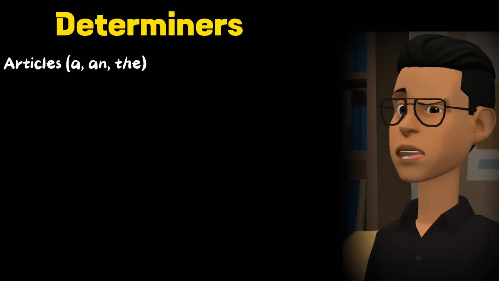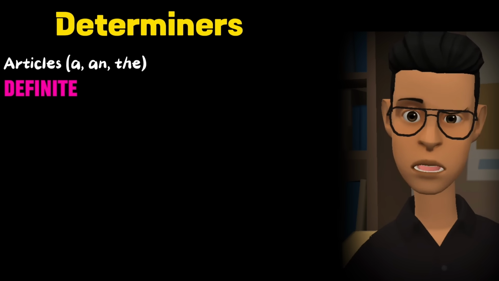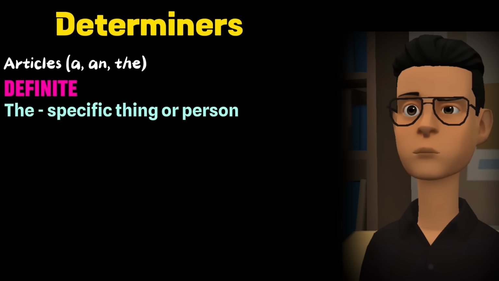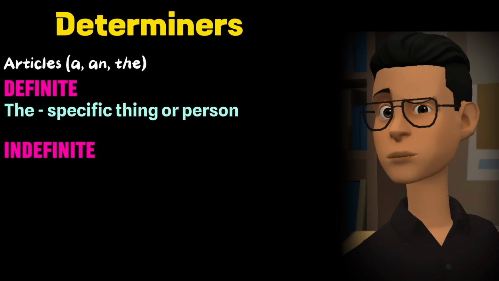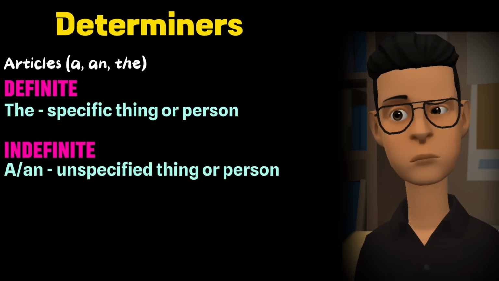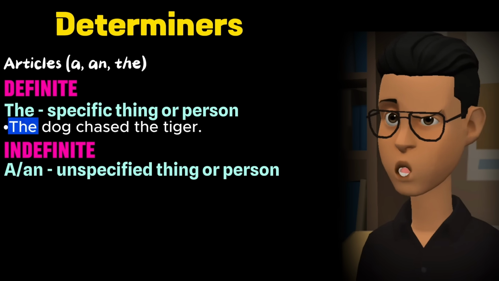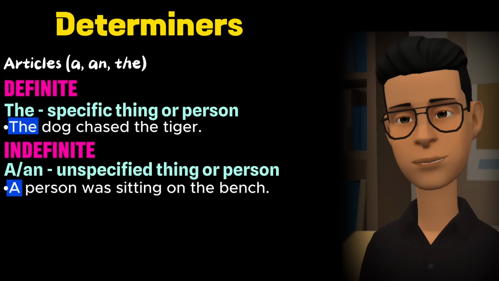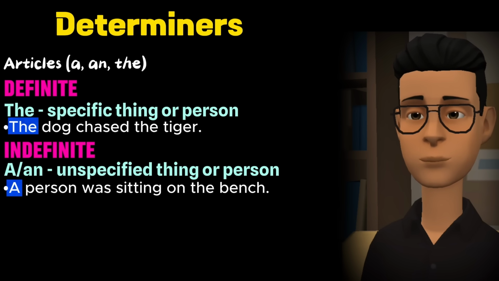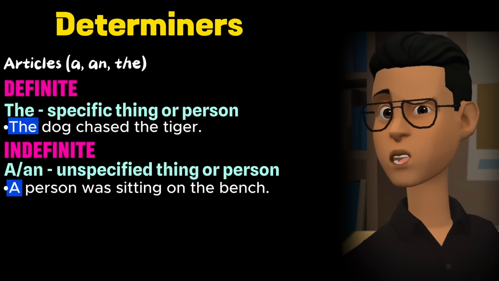You know, if the noun is definite, means, if the noun refers to a specific thing, then, the is used. If the noun is indefinite, means, it does not refer to a specific thing, then, a or an is used. For example, the dog chased the tiger. Here, the dog is a specific dog, not any dog. For example, a person was sitting at the bench. By reading the question, you will know if the noun is referring to something specific or not.